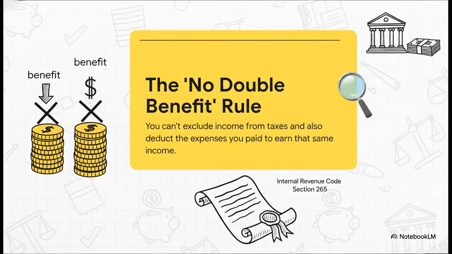And this is the principle in black and white. It's called the no double benefit rule, and it's written right into Section 265. The logic is, well, pretty straightforward. You can't have your cake and eat it too. You can't enjoy tax-free income on one hand and then ask for a tax deduction for the costs of earning it on the other. It just doesn't work that way.